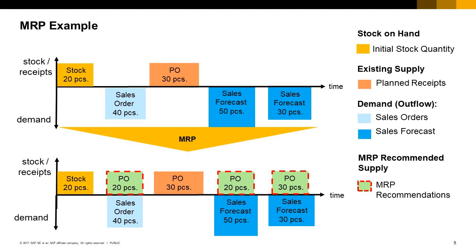At the top, we see the situation before MRP is run. The initial stock quantity is represented in gold. Initially there were 20 pieces in stock. A purchase order exists for 30 pieces. We expect those receipts shortly in the future based on the lead times for the items. We have requirements for 40 pieces from existing sales orders. We have a sales forecast for 50 additional pieces in the near future, and later on we expect demand for additional 30 pieces. When we run MRP, we receive recommendations for 3 purchase orders to fulfill the requirements. MRP considered the initial stock, planned supply, and existing and forecasted demand.